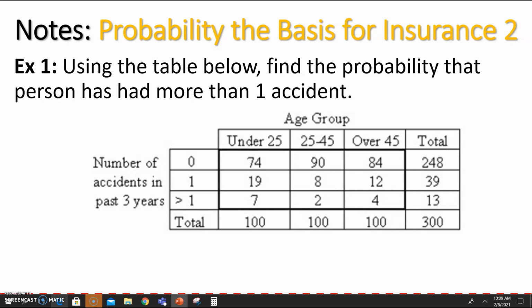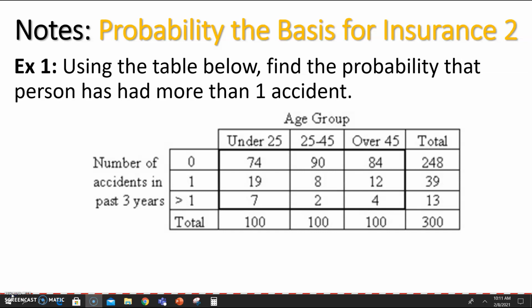All right, so we're going to continue our topic of probability as the basis for insurance. This is the second lesson. Example 1. Using the table below, find the probability that a person has had more than one accident.